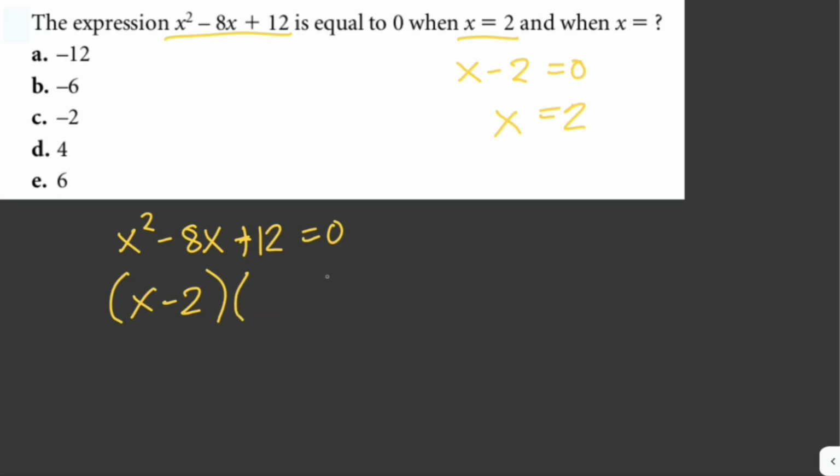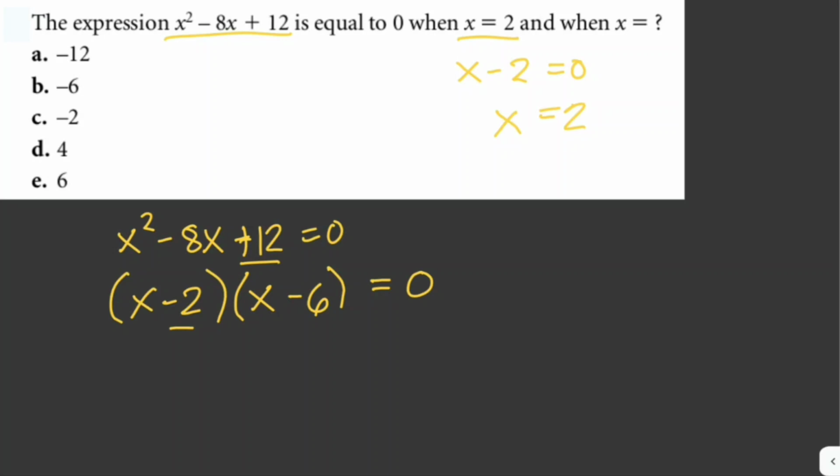And we just need to look for the other factor. The last term in this expression is equal to positive 12. So that means we look for a number that, when we multiply it by negative 2, would equal positive 12. So that would be negative 6. To check, negative 6 times negative 2 is equal to 12.